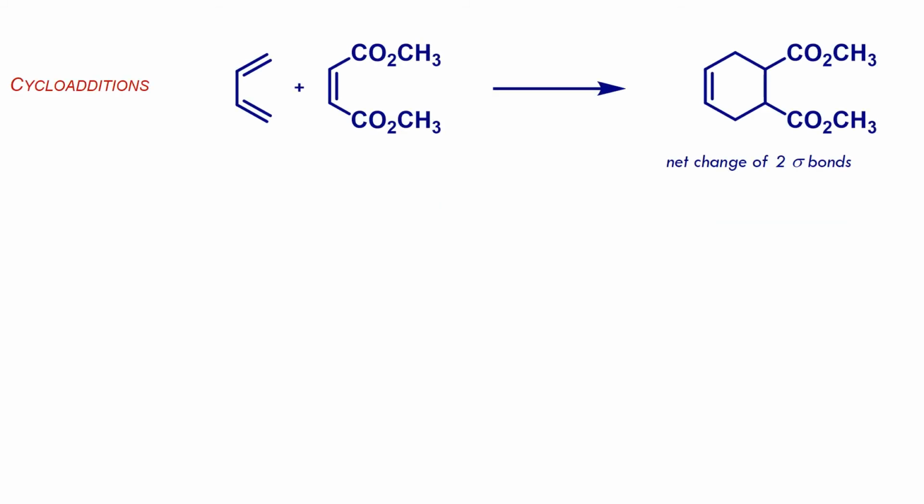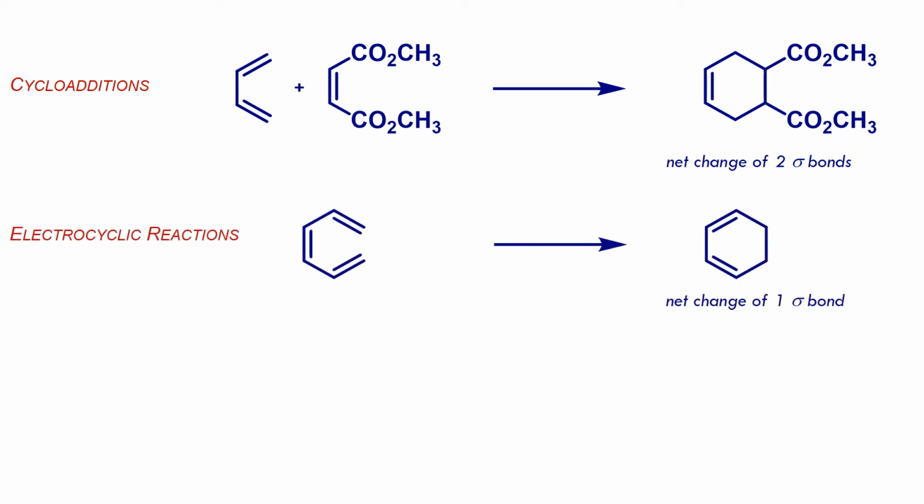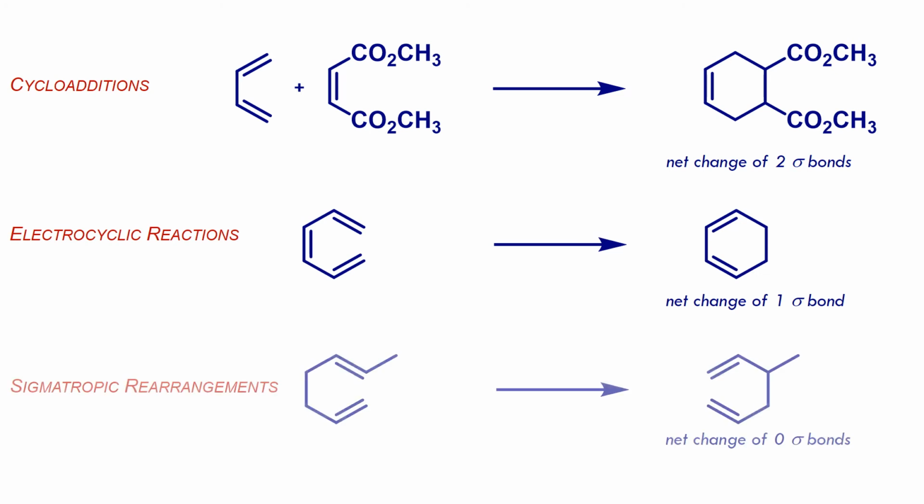There are in fact three main classes of pericyclic reactions: cycloadditions, like the one we've just seen, electrocyclic reactions, and sigmatropic rearrangements. More about all of these in due course.